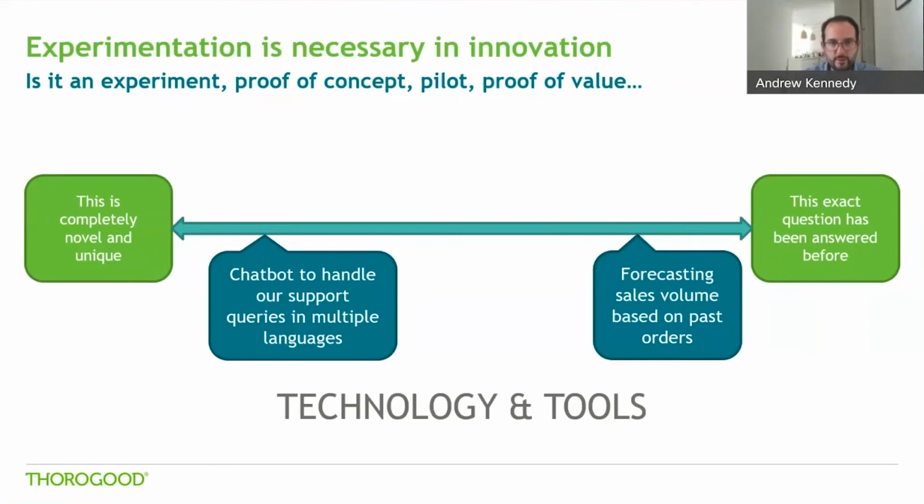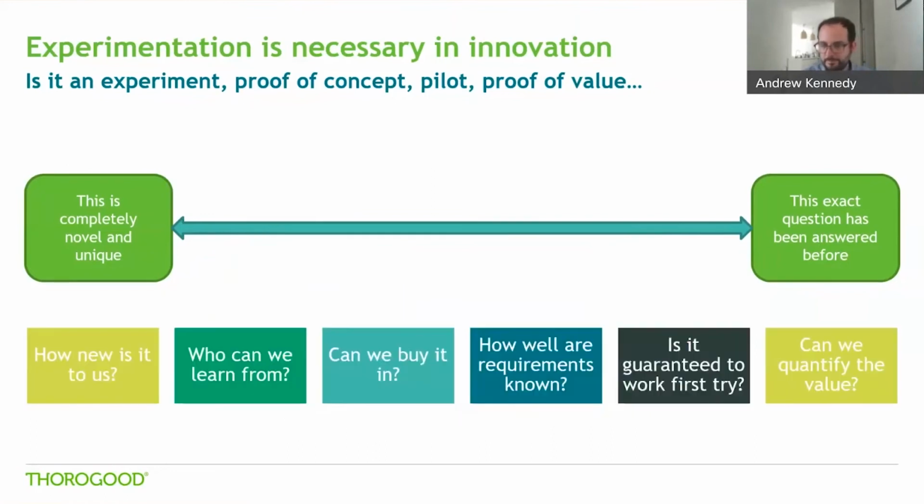By contrast, forecasting sales volume based on past orders might be something that's entirely new to our organization, but from a technology perspective, there are tools that are designed exactly for that. And we know that question has been answered before. How do we forecast sales volume? We know which tools we use for that, at least, even if there's experimentation that's needed on the data sets that drive it. So a few different examples of how you can think about things as being either completely novel and unique or something that's been answered before, and realistically, everything is going to sit somewhere in the middle of that spectrum rather than at one end or the other.